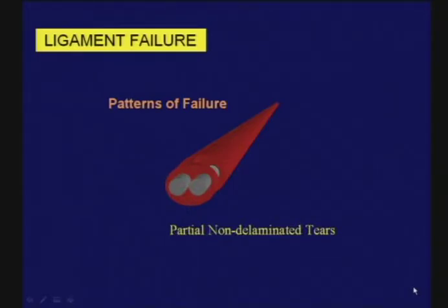The second pattern of intraligamentous failure is designated a partial non-delaminated tear. These are transversely or obliquely oriented tears within the ligament that affect and disrupt certain of the collagen bundles, but not all of them. It is clear that the more of these collagen bundles that are disrupted, the more likely an orthopedic surgeon, utilizing provocative tests, will be able to discern that the ligament is abnormal.